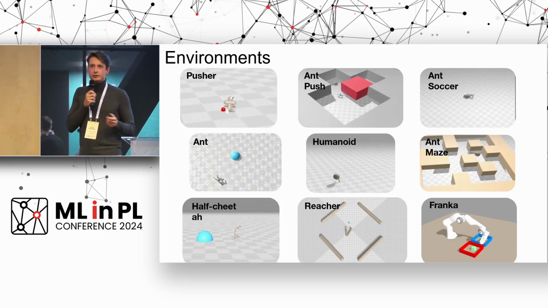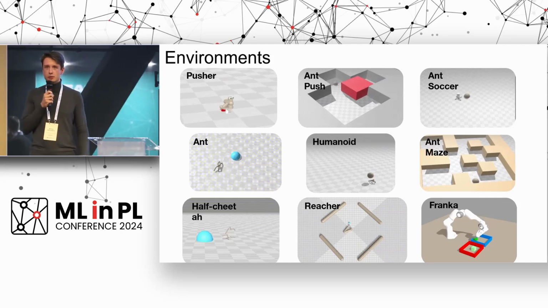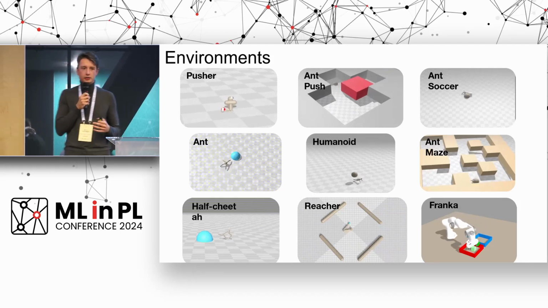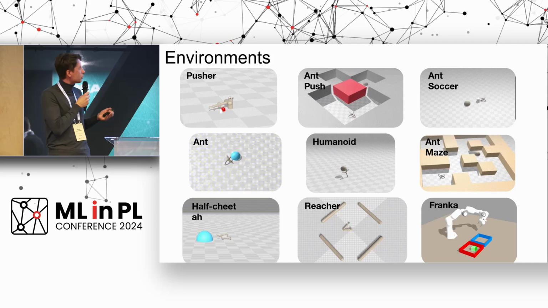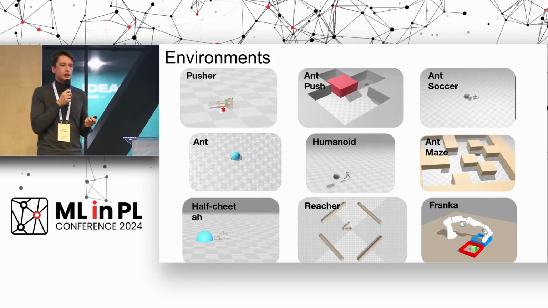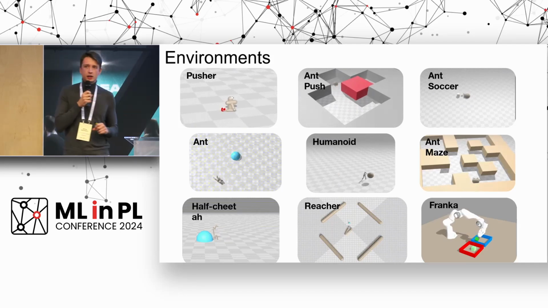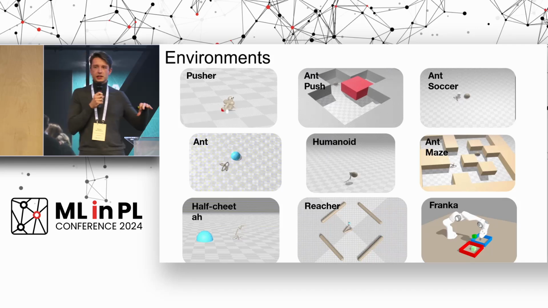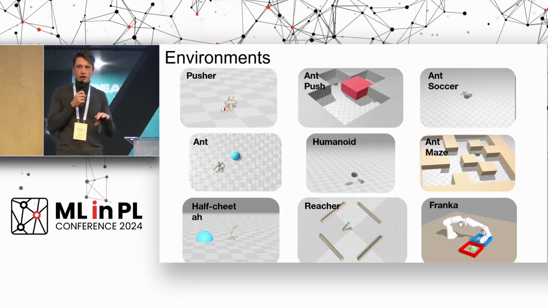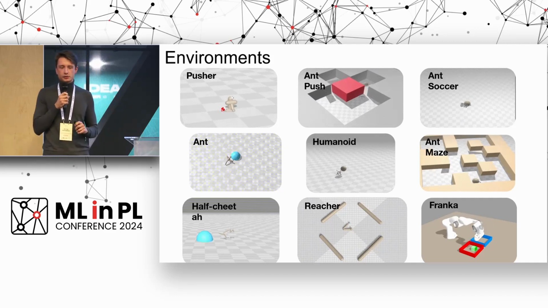Here you can see a sample of our environments in the repository. So you can find here really popular ones like Ant or Reacher, but you can also find ones that are more complex, like navigating Ant maze, or models that are based on physical robots like Franka, which are high-dimensional and pose a challenge to reinforcement learning algorithms.